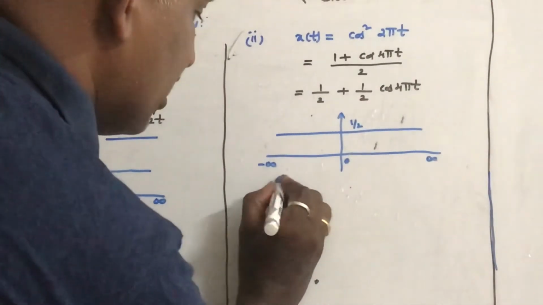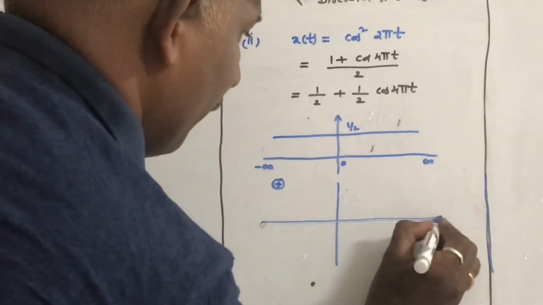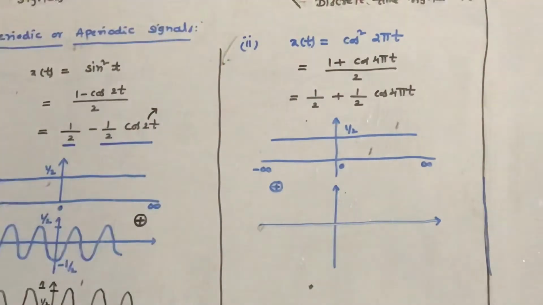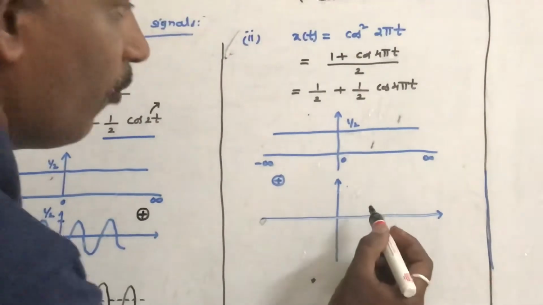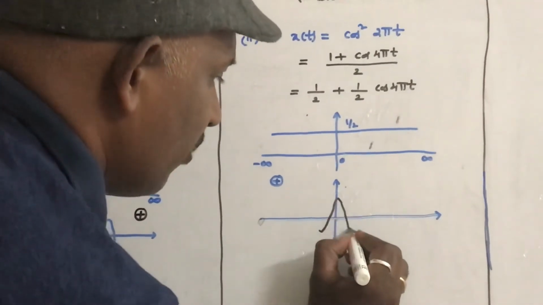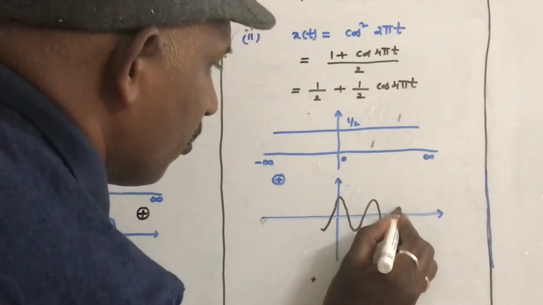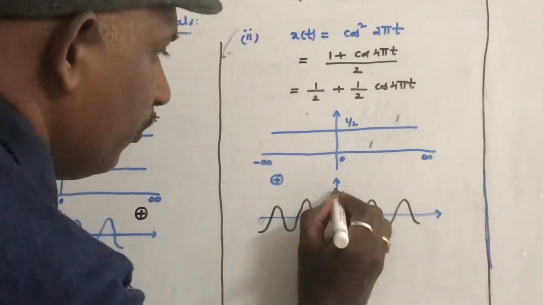So add to this signal 1 by 2. If you substitute t is equal to 0 in 1 by 2 cos 4 pi t, the amplitude is 1 by 2. Remember that the cos waveform will be like this. At t is equal to 0, you can clearly see that the amplitude is 1 by 2.